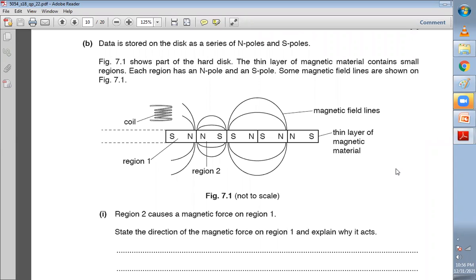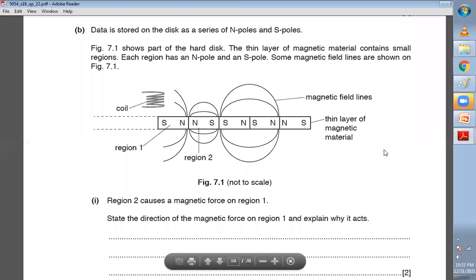Here data is stored on the disk as a series of north poles and south poles. Figure 7.1 shows part of the hard disk. The thin layer of the magnetic material contains small regions. Each region has a north pole and a south pole. Some magnetic field lines are shown on figure 7.1.